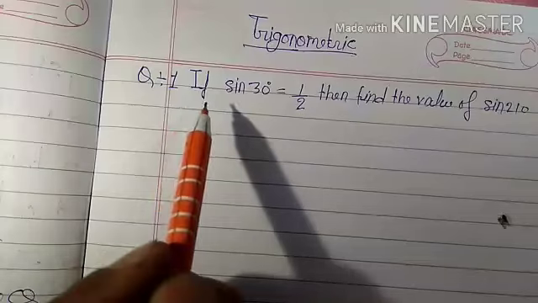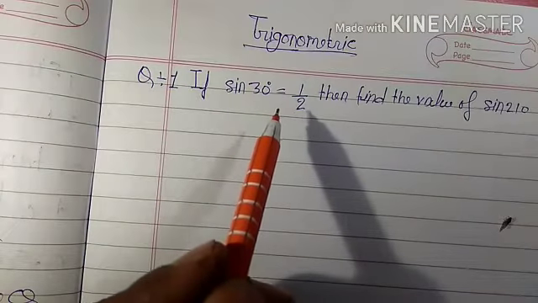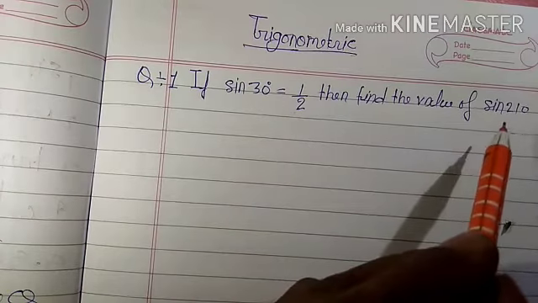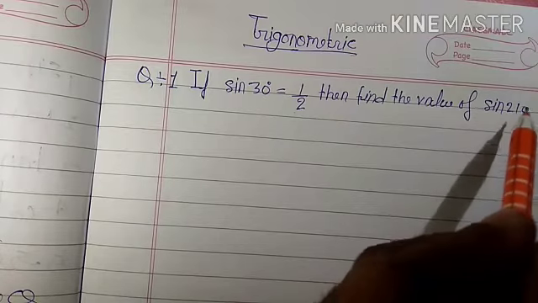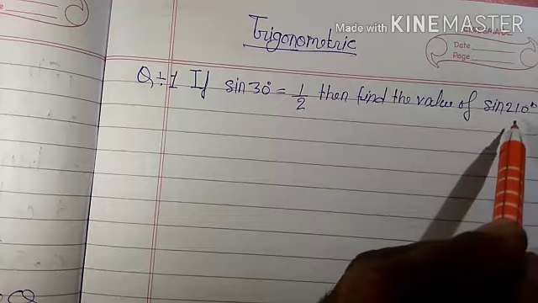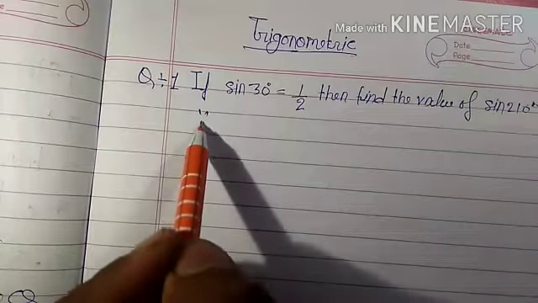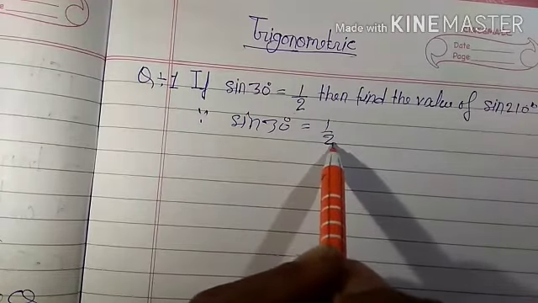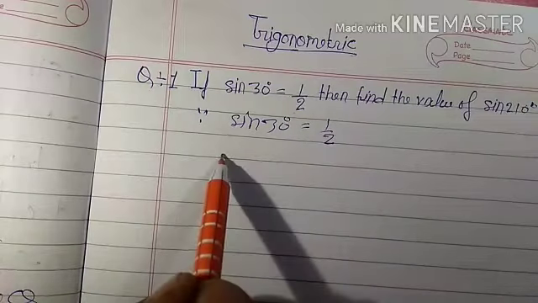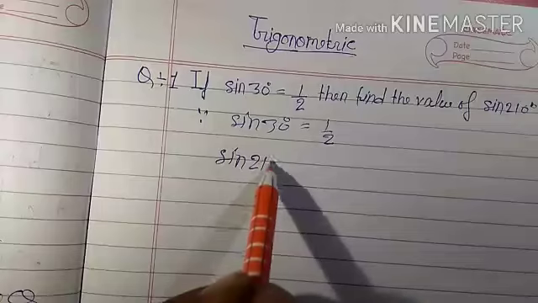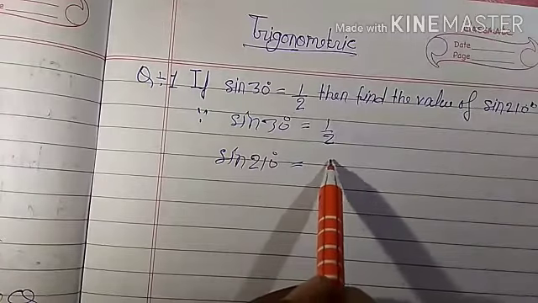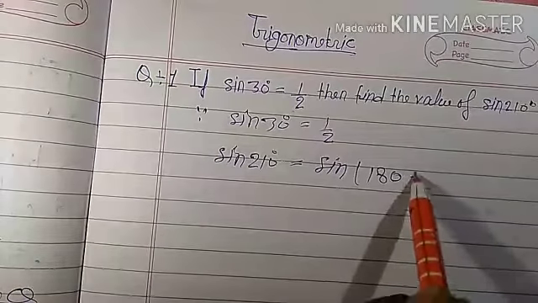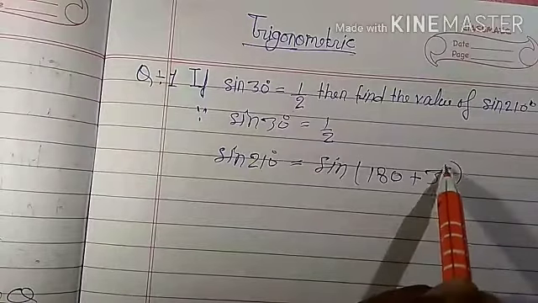So question number one: if sine 30 degrees is equal to 1 by 2, then find the value of sine 210 degrees. Since sine 30 degrees is equal to 1 by 2, sine 210 degrees we can write as sine of 180 plus 30 degrees.